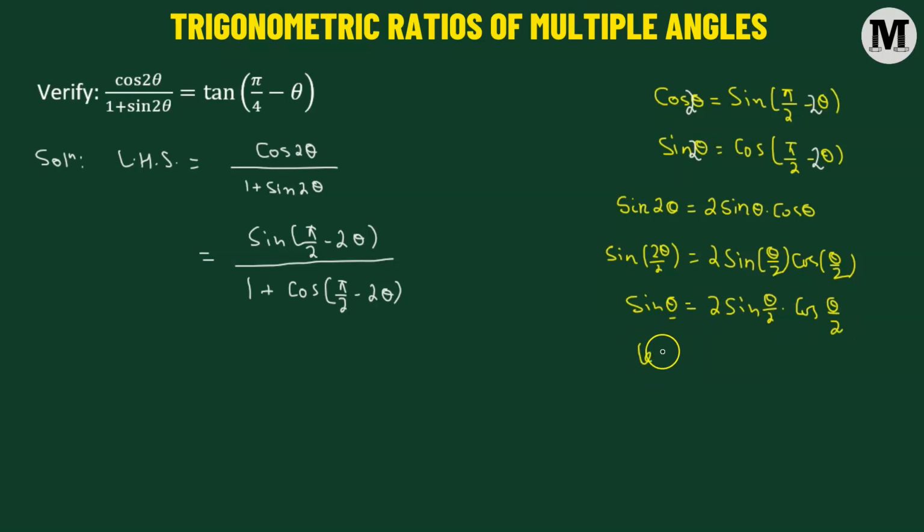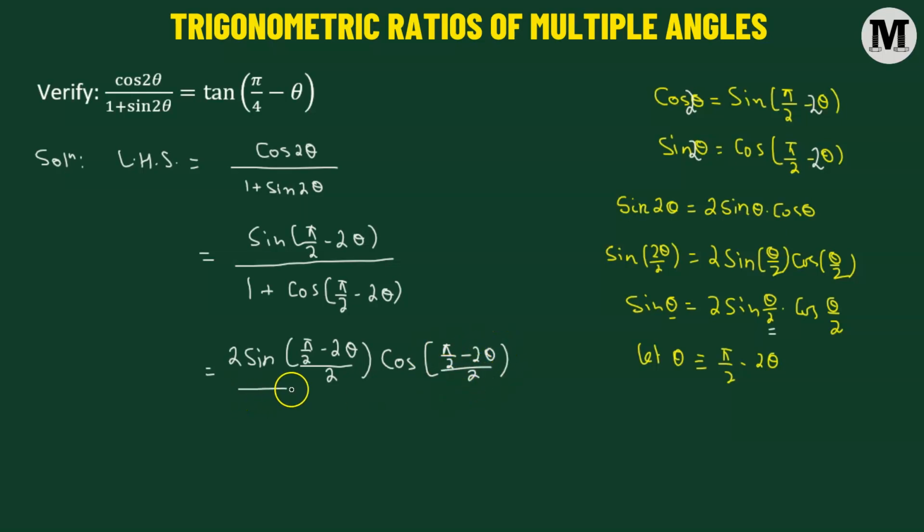Now, if we suppose let theta be equivalent to pi over 2 minus 2 theta, then our numerator is going to become 2 times sine of angle. We need theta over 2, but we are saying that theta is equivalent to pi over 2 minus 2 theta. So we have pi over 2 minus 2 theta. That's the value of theta, but we have to divide it by 2. This factor 2 is also going to come there. Then we have cosine of the angle theta over 2, but theta is represented by pi over 2 minus 2 theta, divided by 2.